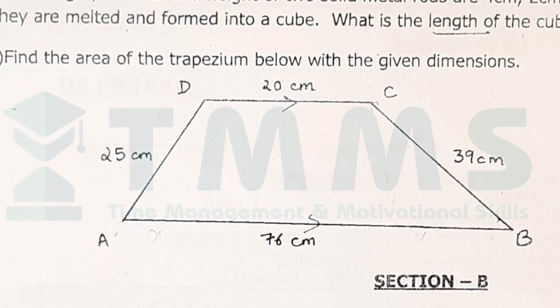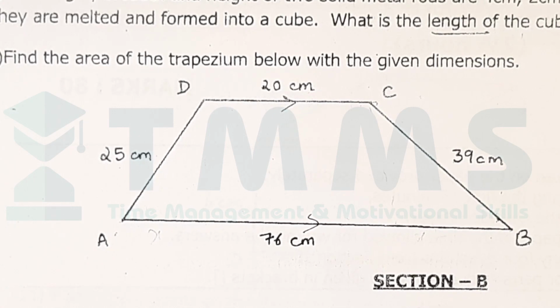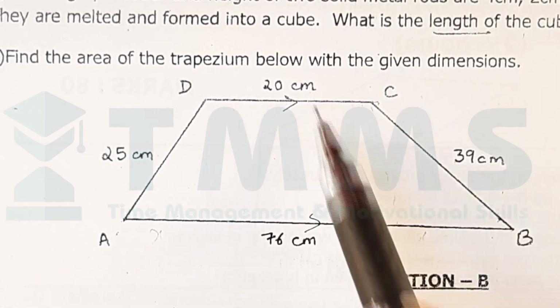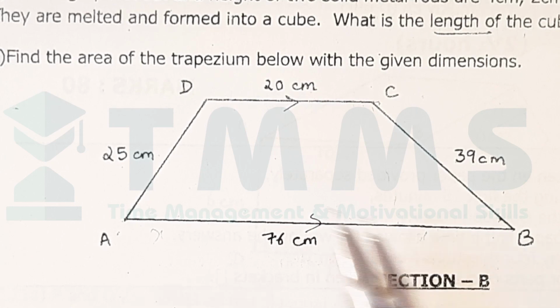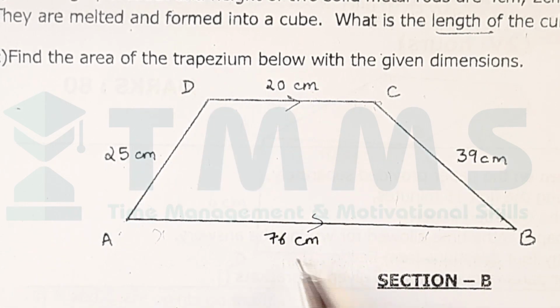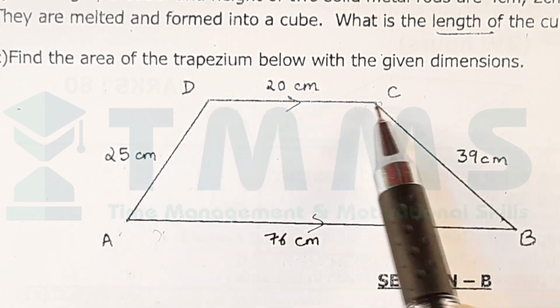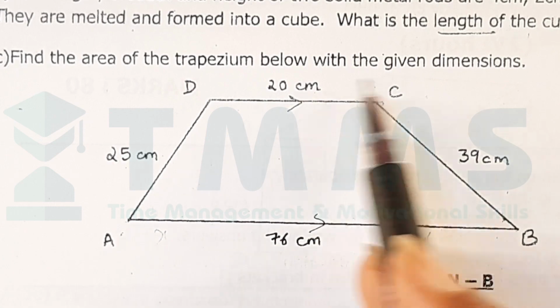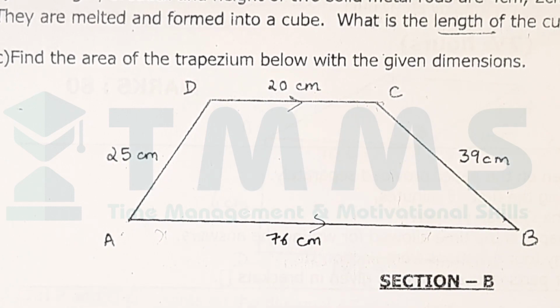That is question number 7. And this particular question I am taking from a question paper. Now can you see A, B, C, D? You can see that it's a trapezium. And you have been given that AD is 25 centimeters, AB is 76 centimeters, DC is 20 centimeters and CB is 39 centimeter. And you have to find the area of the trapezium.